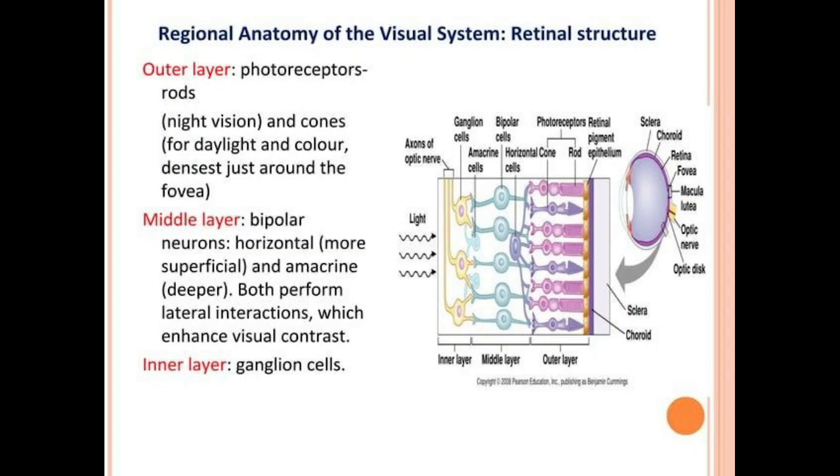The visual system is responsible for processing visual information and allowing us to perceive the world around us. The retina is a key component of the visual system, located in the back of the eye, that is responsible for converting light into the electrical signal that can be interpreted by the brain. In this slide, I will discuss the regional anatomy of the visual system, the retinal structures.